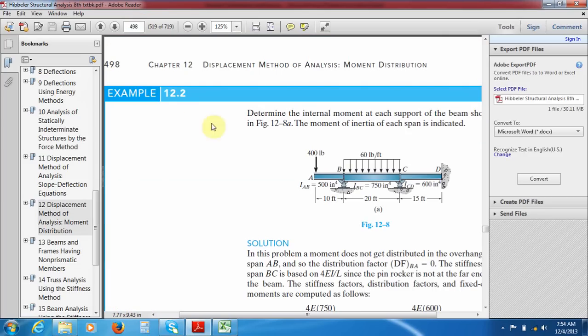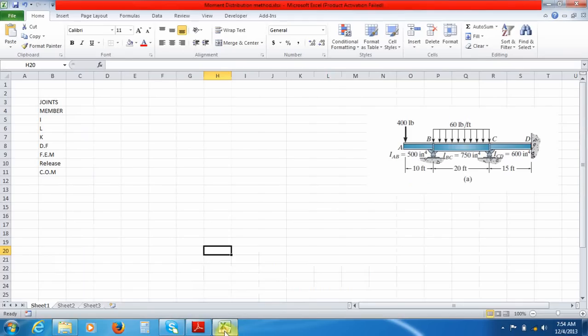7-49, 8. This is our question. Determine the internal moment at each support of the beam. As shown in the figure, the moment of inertia of each span is indicated. I've already copied this problem to an Excel sheet, which is this one.